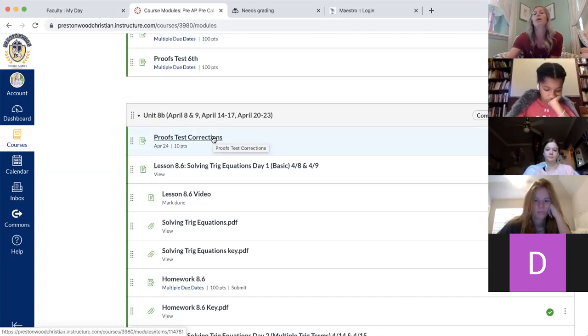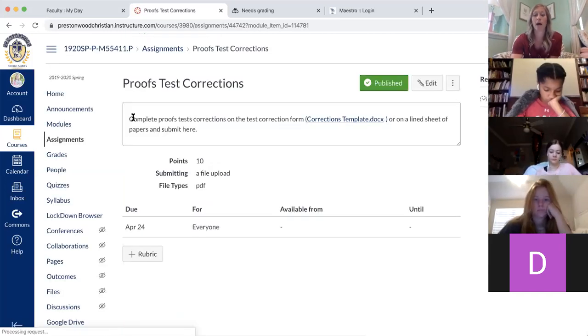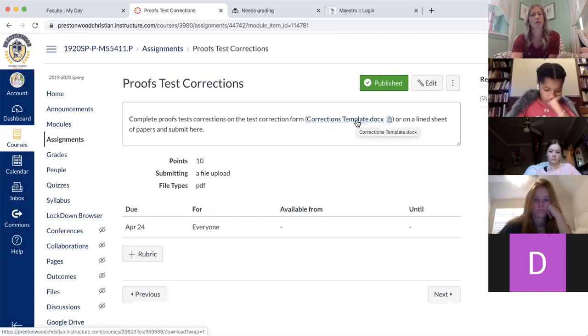Okay. So the proofs test corrections, obviously things are a little bit different here, but I had people seem to indicate that if they didn't score as well on the proofs test as they wanted to, they would still appreciate the test corrections. So under the test corrections, if I open this up, I have put the corrections template that I've always used there. If you want to print it out, you're also welcome to just do it on a piece of paper and just upload your submission there.